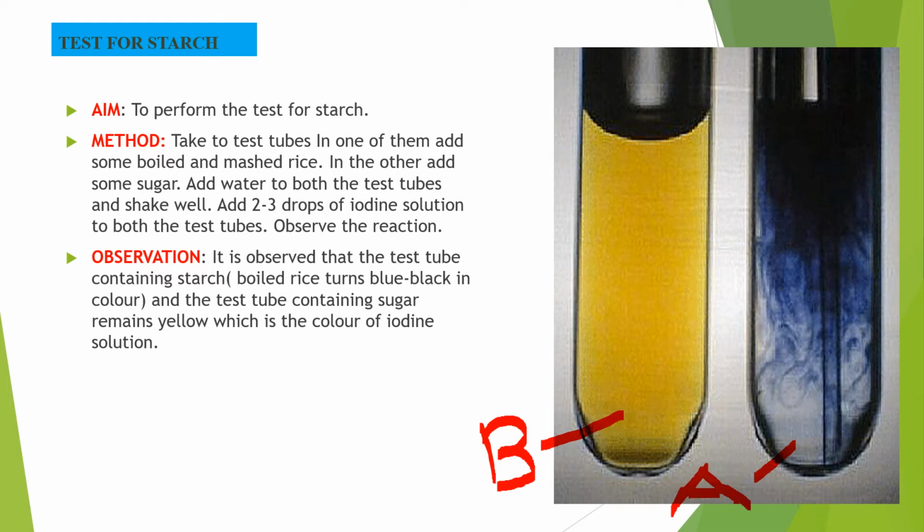Take a few drops of iodine solution and add to both the test tubes. Observe the result. It is observed that in test tube A, the contents turn blue-black in color, whereas in test tube B, no color change is observed. It retains the color of iodine solution, which is golden yellow in color. This test proves that test tube A contains starch and test tube B does not contain starch because iodine is a solution which gives positive test only with starch, that is turning into blue-black color.